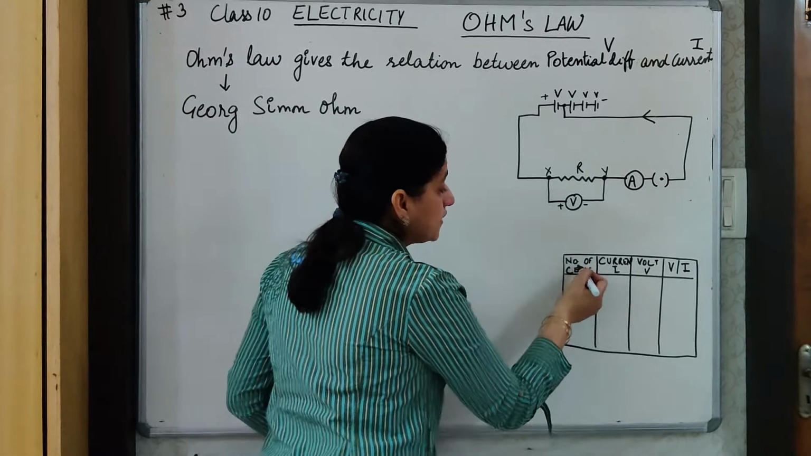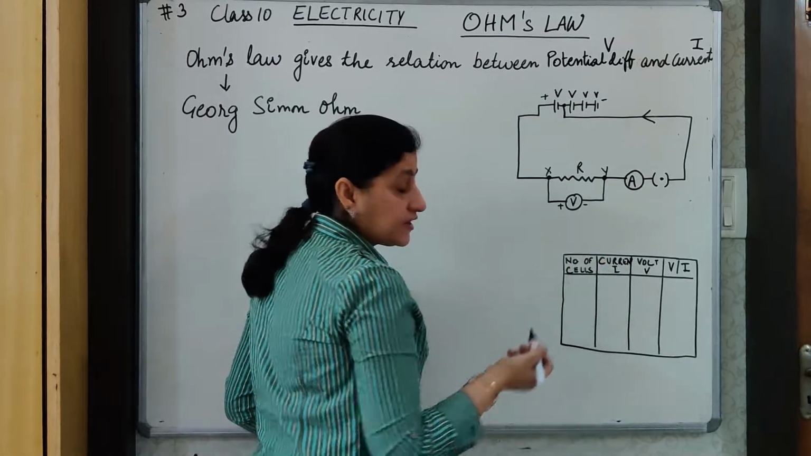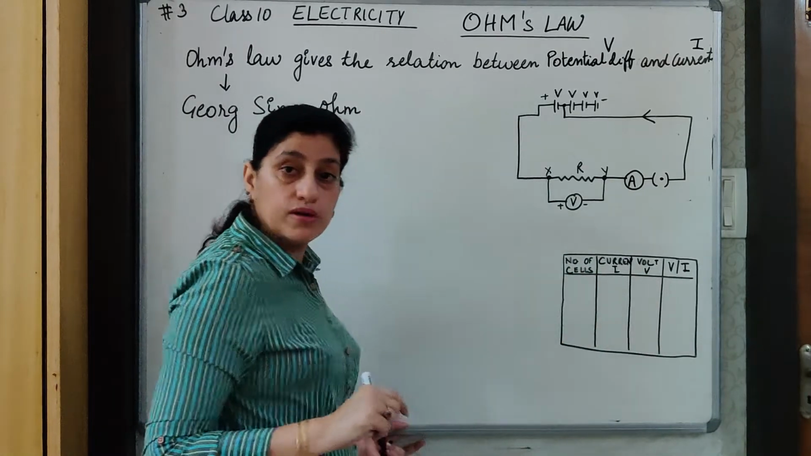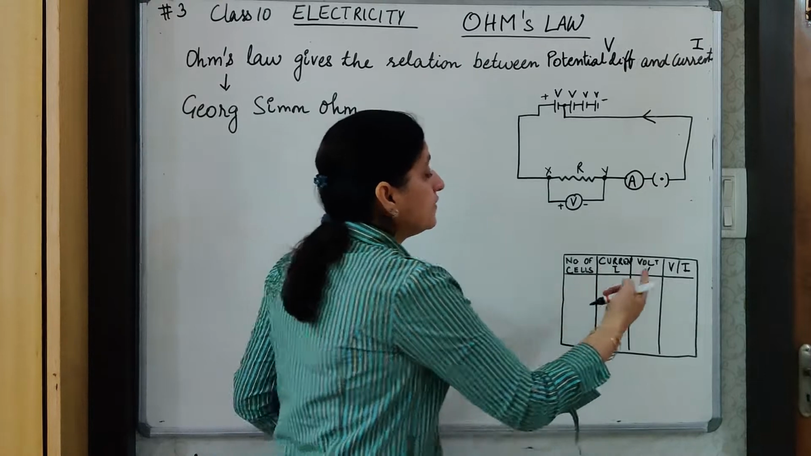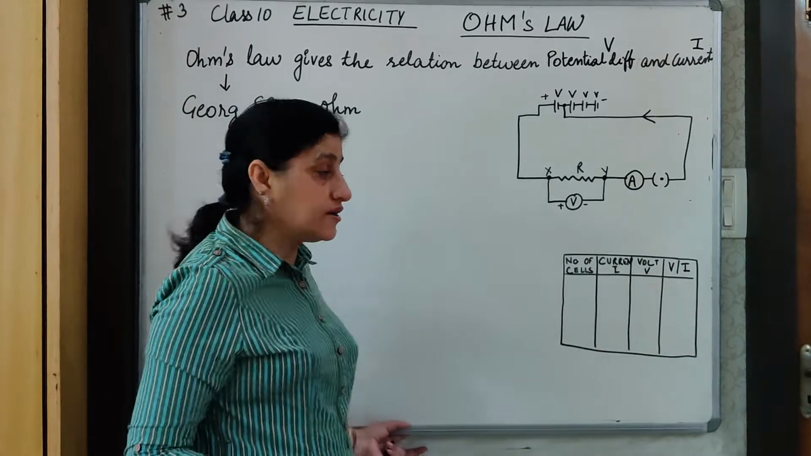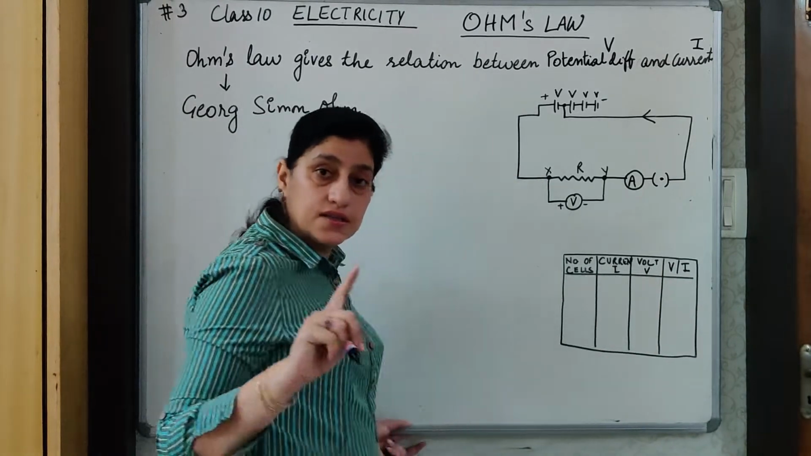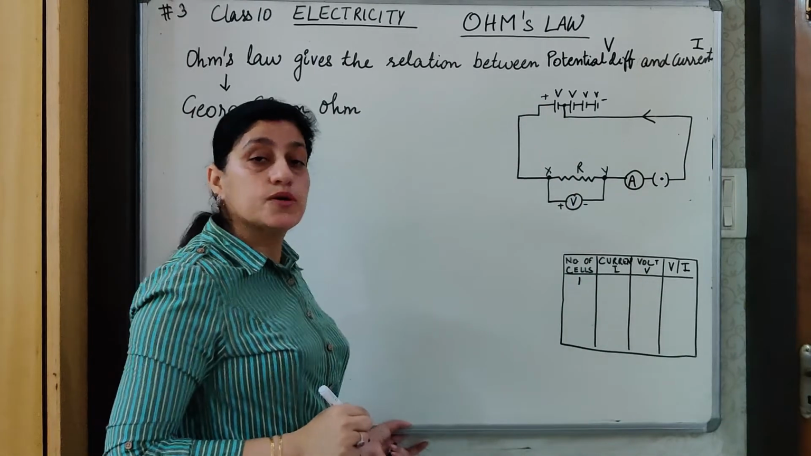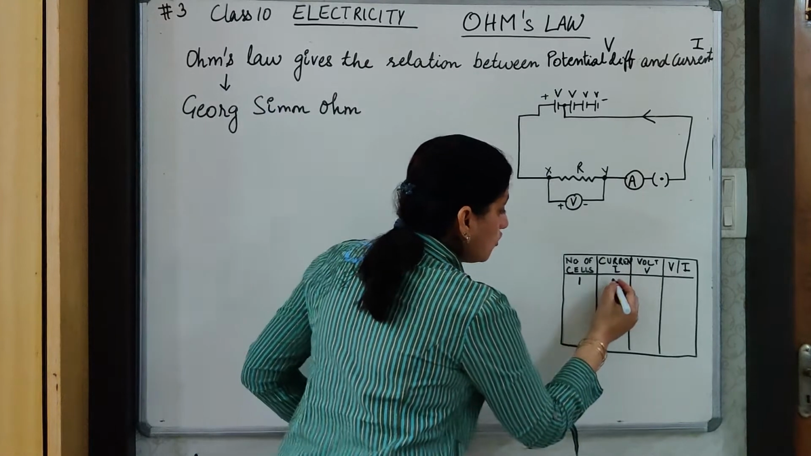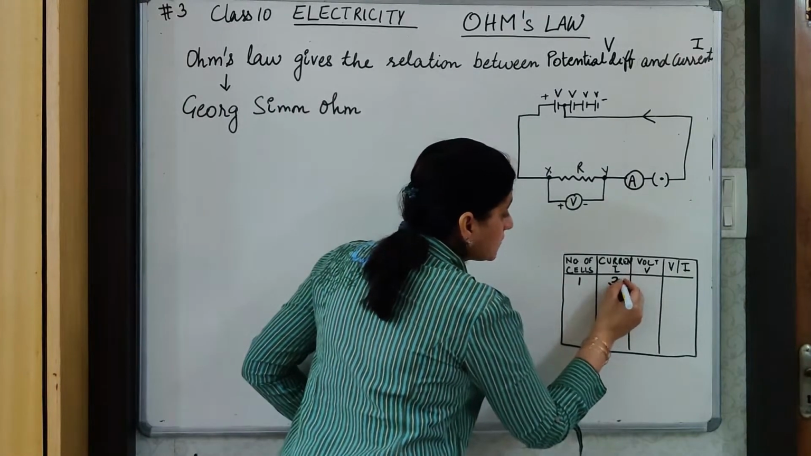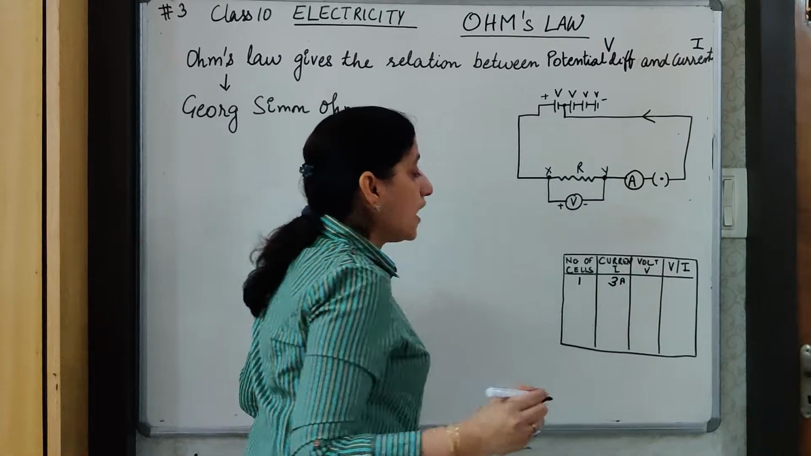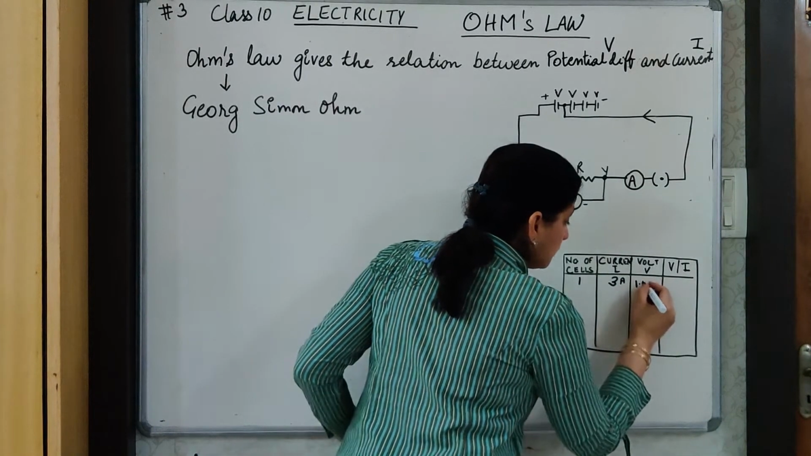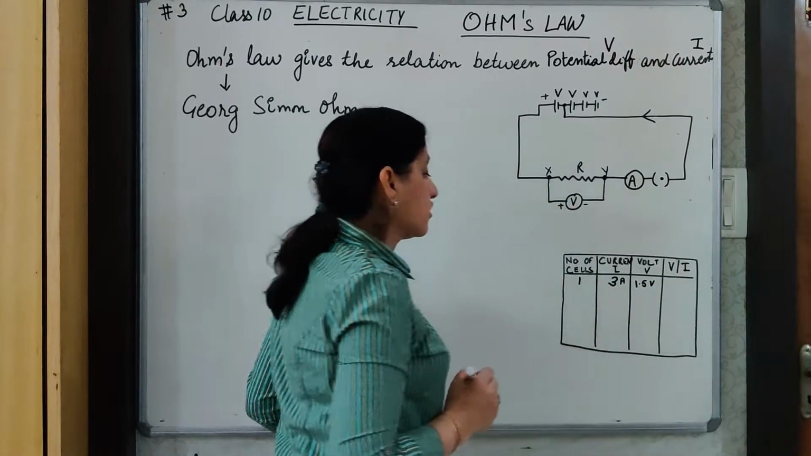Here I have taken number of cells, whatever current it is going to show, and the volts, how many volts we are using, and then we will find the V upon I ratio. So in the first attempt we have taken just one cell. Suppose we are getting a current of 3 amperes in this, and because we are connecting one cell, say it has a potential difference of 1.5 volt.